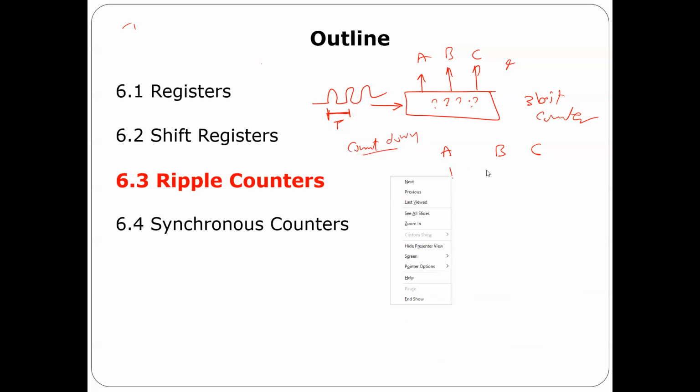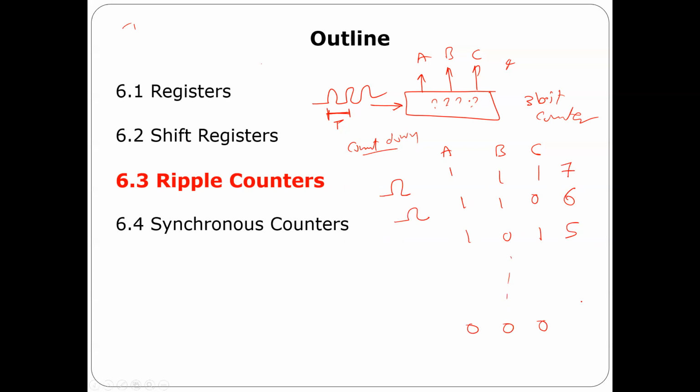So here I'm going to start from 1, 1, 1, which is number 7. After 1 clock, it should be number 6, because every time you decrement, you don't increment, you decrement by 1. So it has to be 6. Now, after 1 more clock, it has to be number 5, which is 101. So it has to go all the way until 0, 0, 0. Every time you decrement by 1.